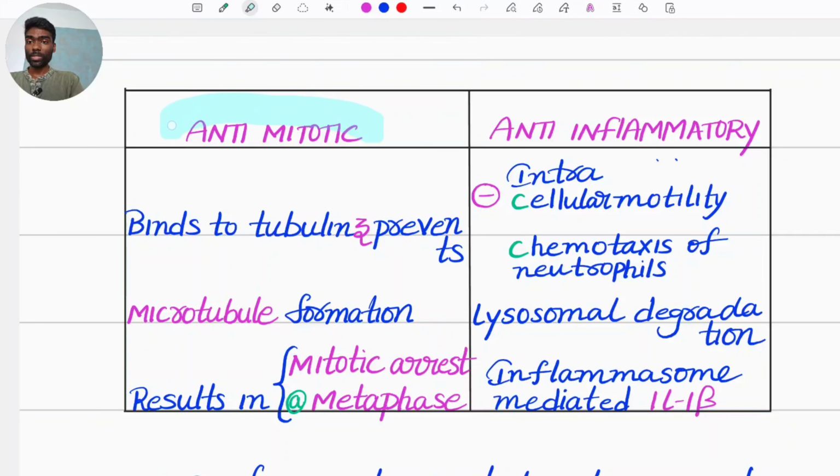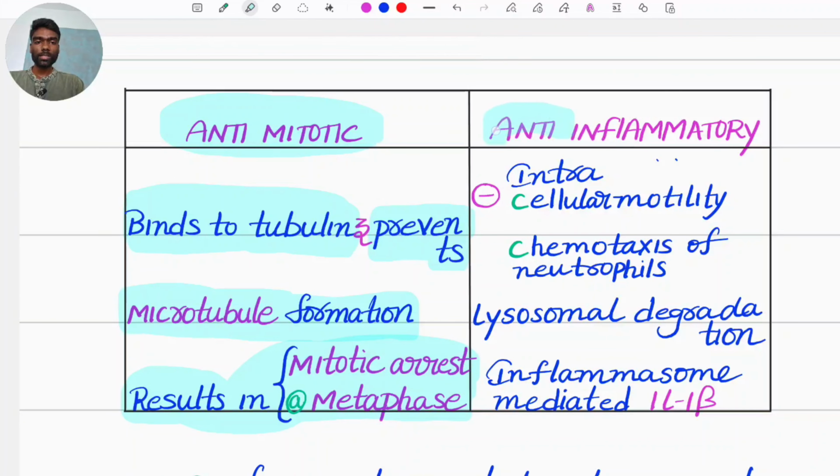First, coming to its anti-mitotic property. It will bind to tubulin and block its polymerization to form microtubules. Thus, it prevents microtubule formation. If there are no microtubules, there won't be any cell division. Microtubules are essential for separation of chromosomes during mitosis at metaphase. Thus, it results in mitotic arrest at metaphase.